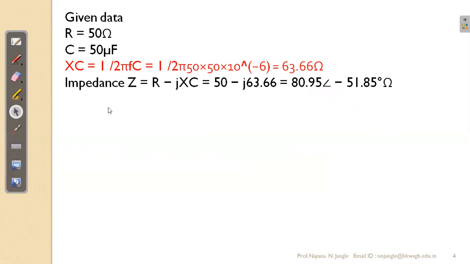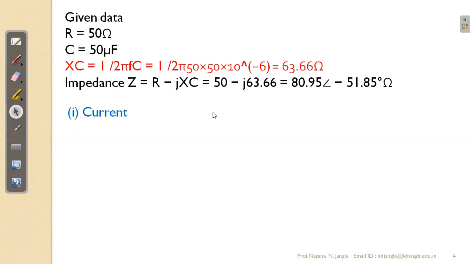Impedance is the total resistance offered by this RC circuit. It is given by Z equal to R minus jXC, so it is 50 minus j63.66. If this rectangular form is converted into polar form, you will get the impedance as 80.95 at an angle minus 51.85 degree. This is nothing but your phase angle phi.